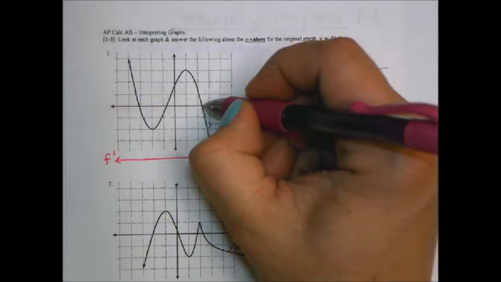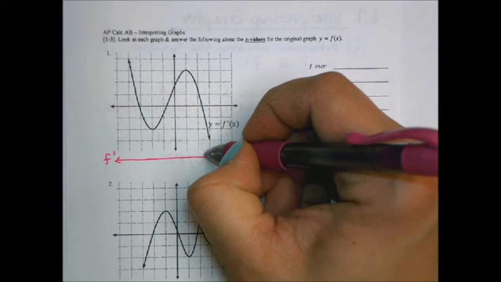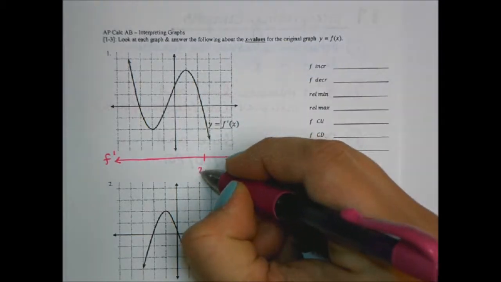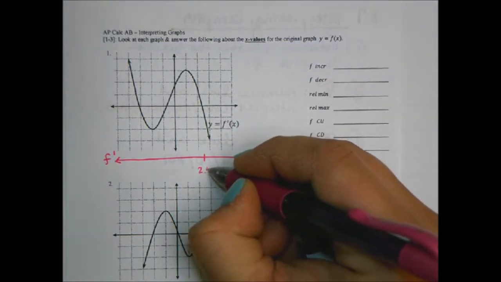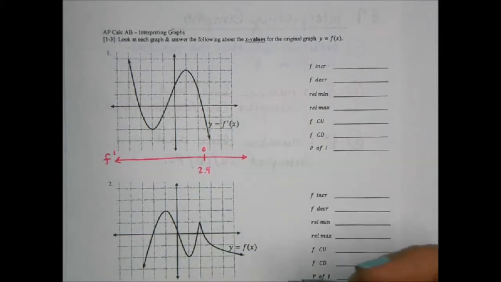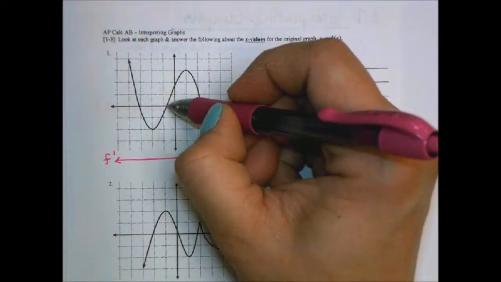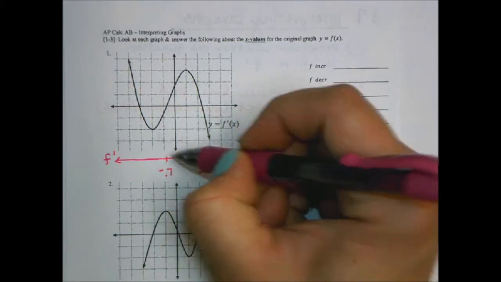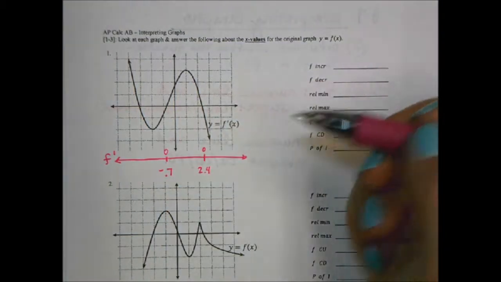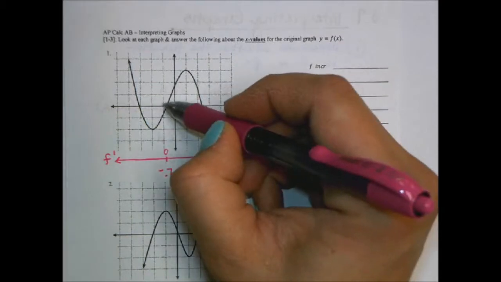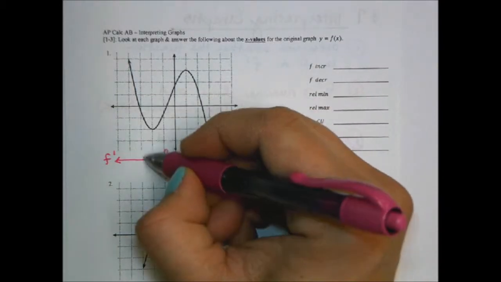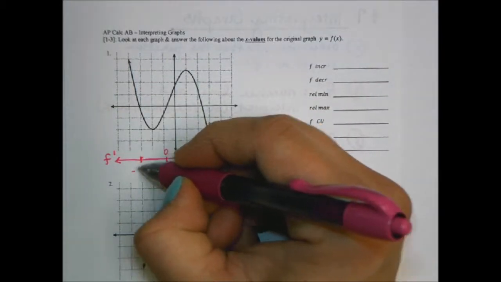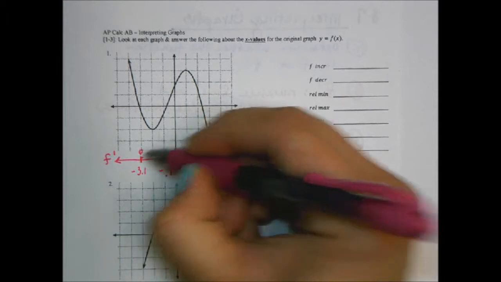So over here, we'll call this about 2.4. That's a 0 of the derivative. This will be about negative, just call it 0.7, a 0 of the derivative. And then over here, 1, 2, 3, and a little bit more. Negative 3.1, 0 of the derivative.